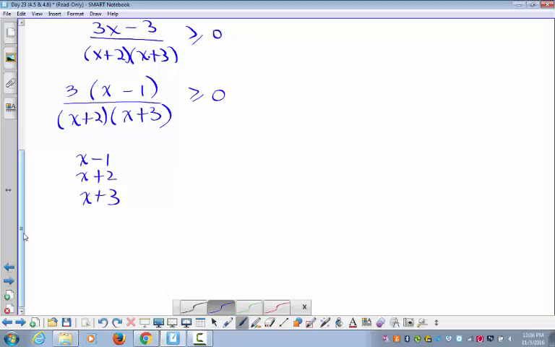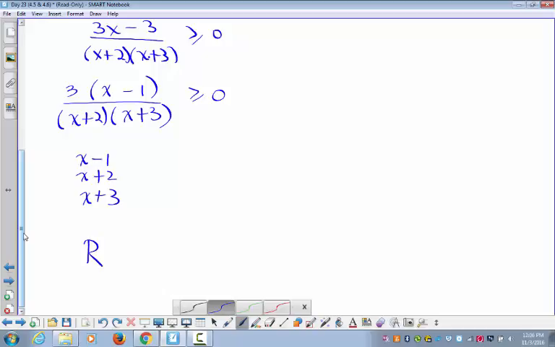Do I need to include the 3? The 3 doesn't change sign. It's always positive. Now, if that was a minus 3, I would include it, because that does affect the result. But the plus 3 is not going to affect the sign of the result, because a plus times a minus is still a minus, a plus times a plus is still a plus. But if that was a minus 3, I would include it, because that does affect the result.